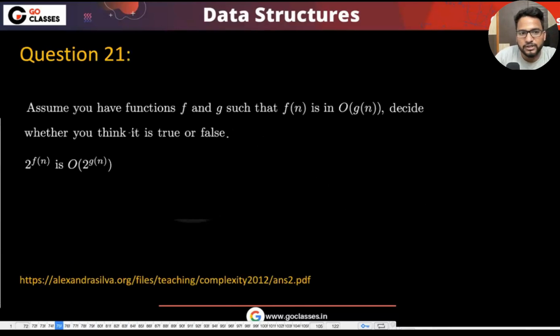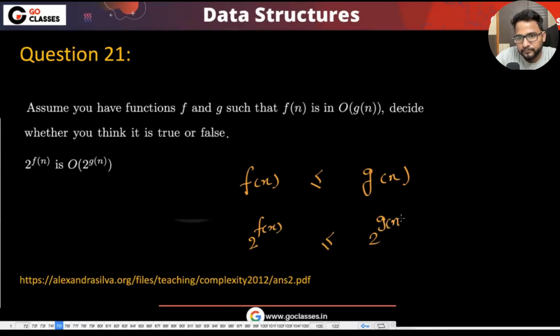Okay. So let's see this question. Assume that the functions f and g are such that f(n) is order of g(n). Decide whether you think it is true or false. So they are saying that f(n) is order of g(n), which means f(n) is less than or equal to g(n). Then is 2 power f(n) also less than or equal to 2 power g(n)? Is this true? I mean, given this, can you imply this? Just think about it.